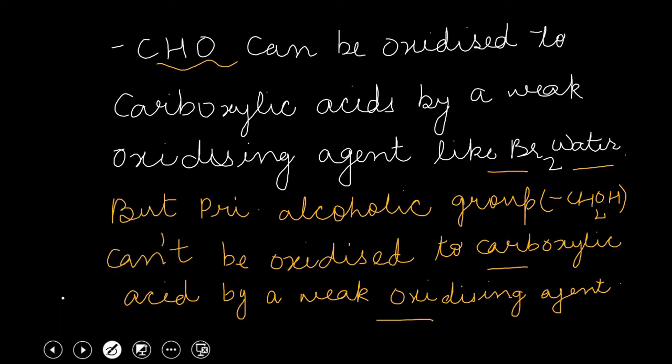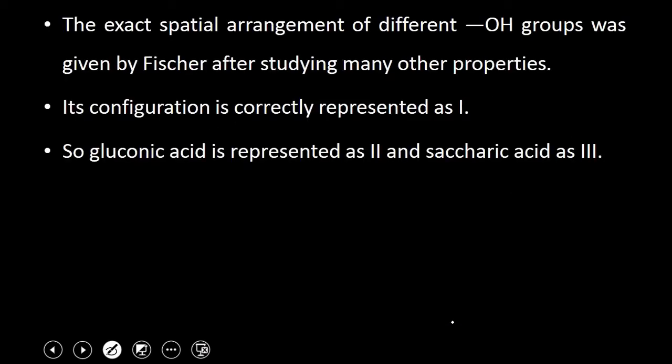I am just mentioning here weak oxidizing agent like bromine water. So primary alcoholic group can be oxidized by only a strong oxidizing agent like nitric acid. So this is a very important trick I told you. With the help of this trick, it will become easy for you to learn all these reactions. Then one more point I want to mention here, children.